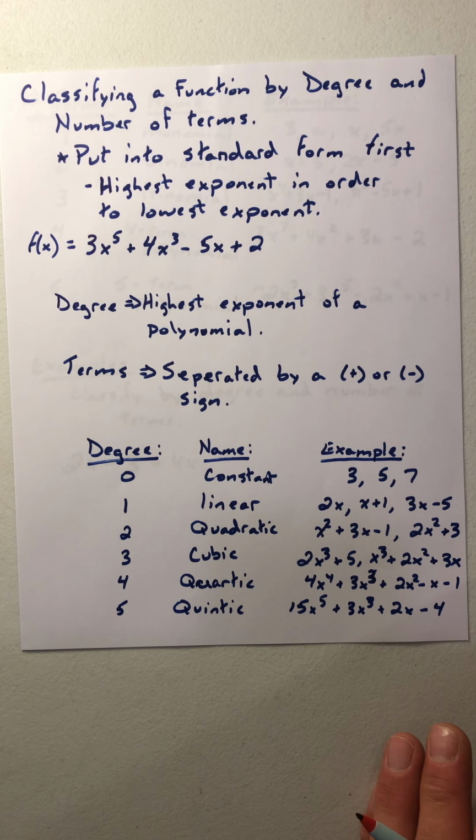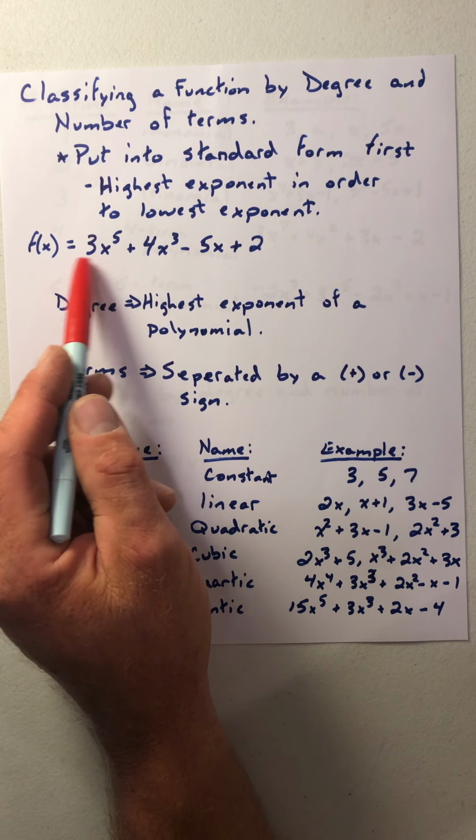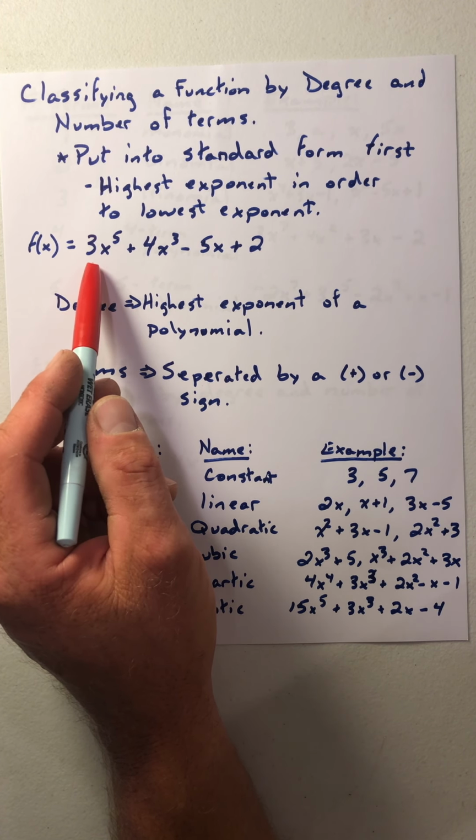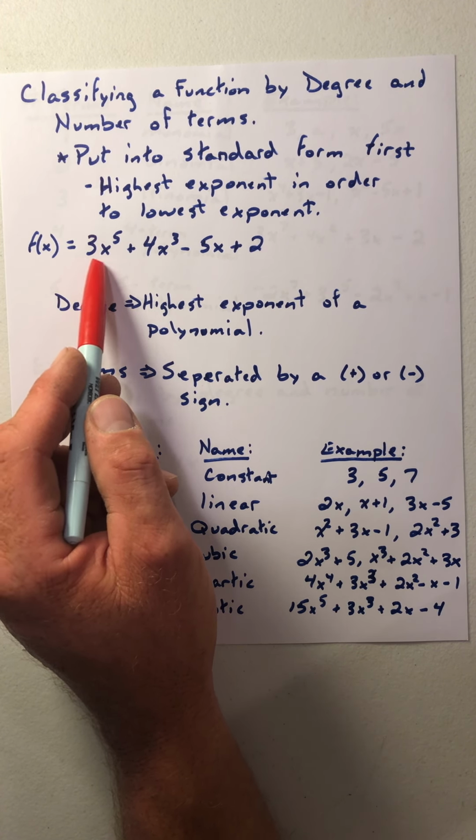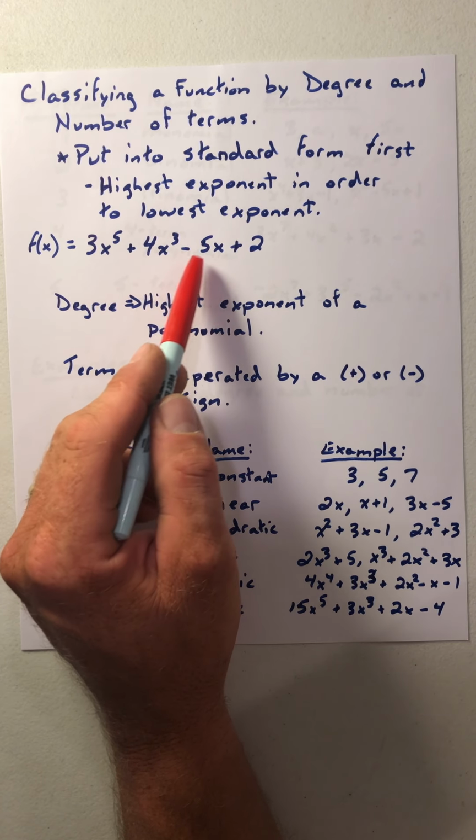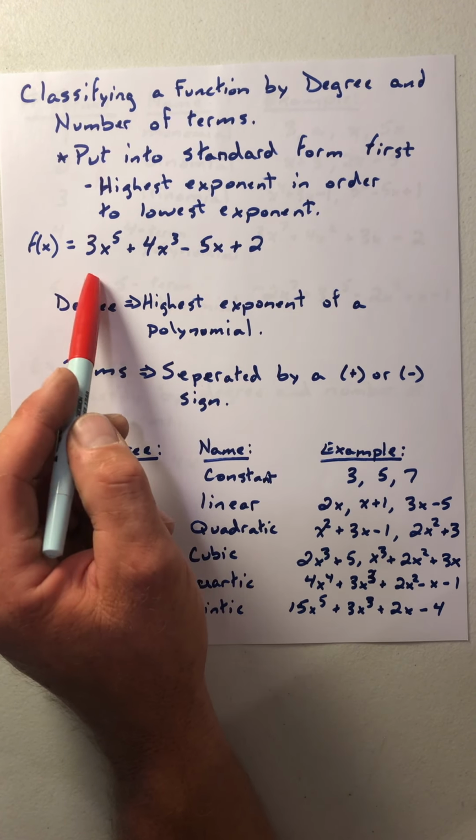On to section 6.1 there, and classifying a function. So when we classify a function, we're going to classify it by degree and the number of terms. The first thing you want to make sure is that we put it into standard form. In standard form, we take the highest exponent first and work our way down. So here is an example of one that's in standard form. 3x to the 5th, 4x to the 3rd, minus 5x plus 2.